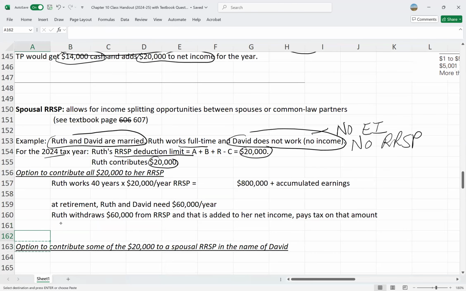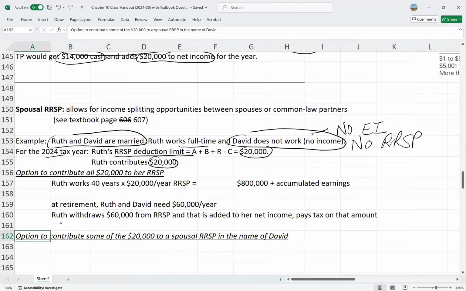Let's just see what would happen and why you would use a spousal RSP. A spousal RSP basically can be set up in the name of David. So we have Ruth here, and so she can contribute.